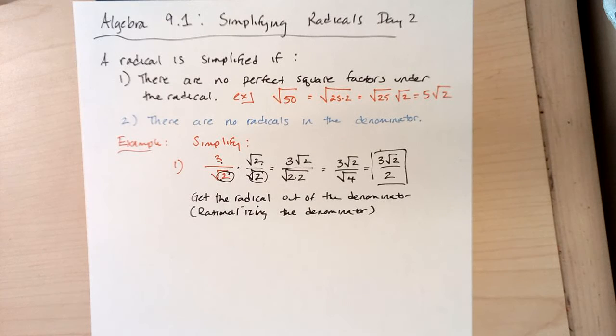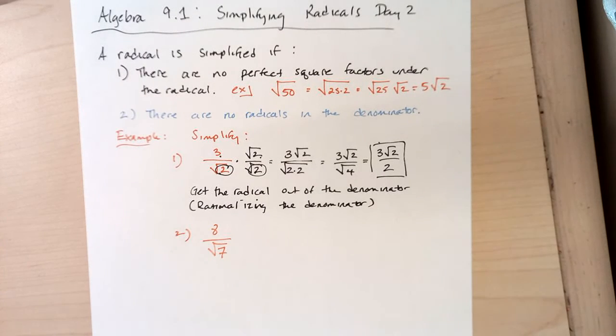You might think that that's more complex than what we started with, but what actually happened is we got rid of the radical in the denominator, and that's what we wanted. We did what's called rationalizing the denominator. And then our next example, 8 divided by the square root of 7. So we need to get rid of the radical in the denominator. That's not simplified for sure.